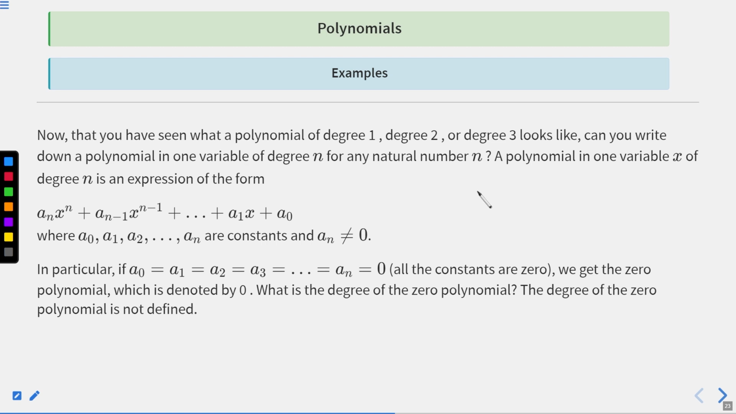Can you write down a polynomial in one variable of degree n for any natural number n? A polynomial in one variable x of degree n is an expression of the form a_n x to the power n plus a_(n-1) x to the power n minus 1 plus dot dot dot plus a_1 x plus a_0, where a_0, a_1, a_2, up to a_n are constants and a_n does not equal 0. In particular, when a_0, a_1, a_2, up to a_n are all 0, we get the zero polynomial, which is denoted by 0. And what is the degree of the zero polynomial? The degree of the zero polynomial is not defined.